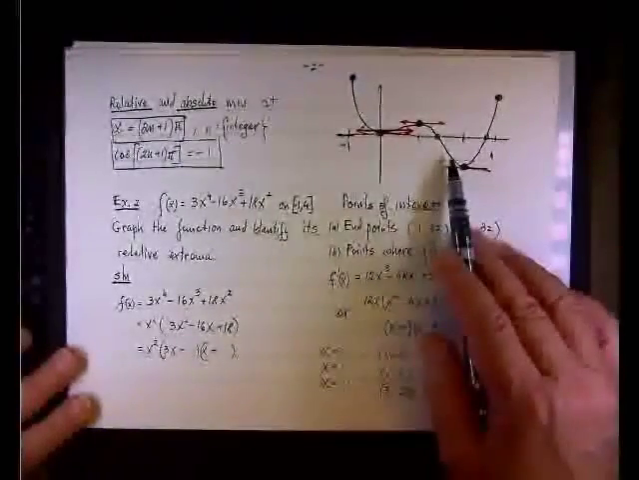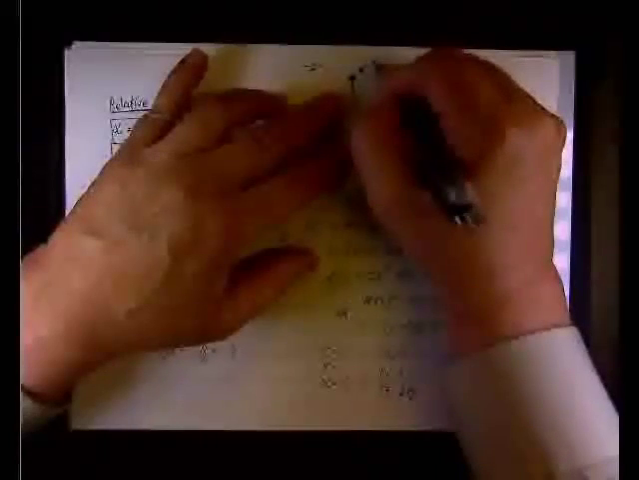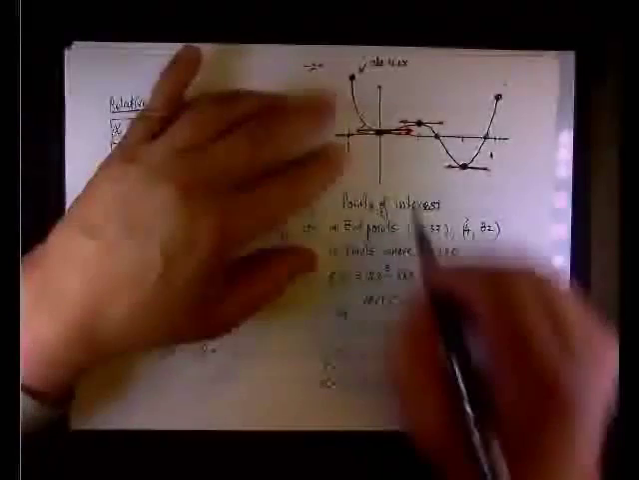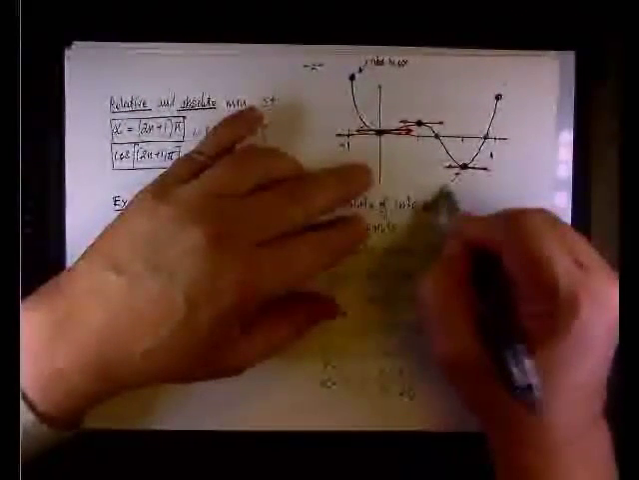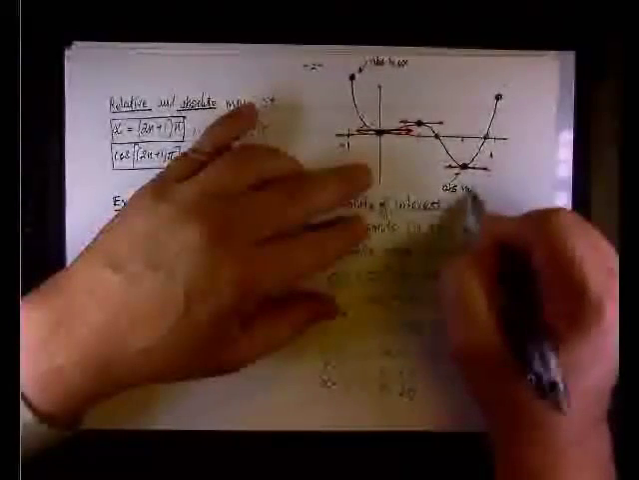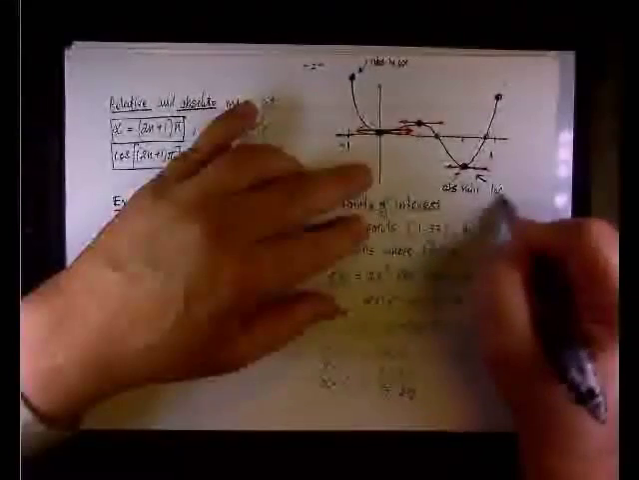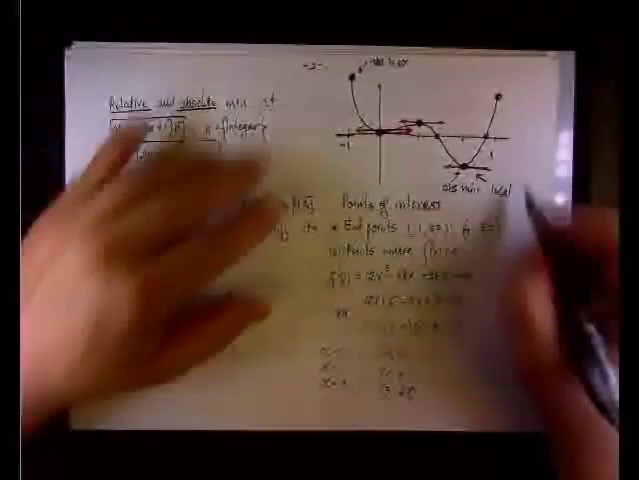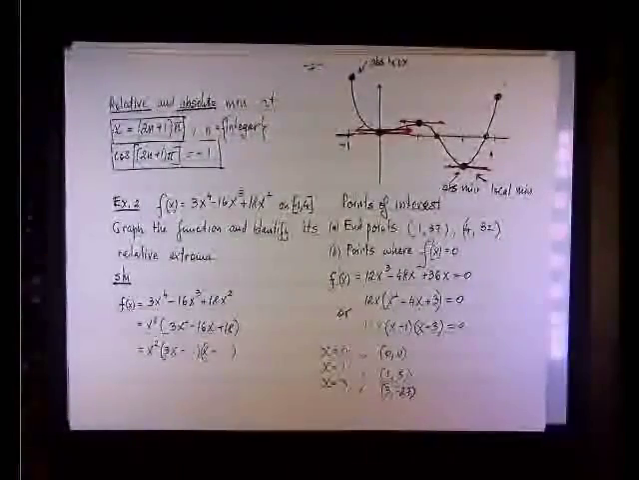We need to decide which one is relative and which one is absolute, max or min as it plays out. Now, by looking at the graph, I see that right here we have the absolute max. This is the highest function value. Okay, and right here we have the absolute minimum. But this point also is a local, or relative, minimum. Since I use absolute, I need to use the word relative.